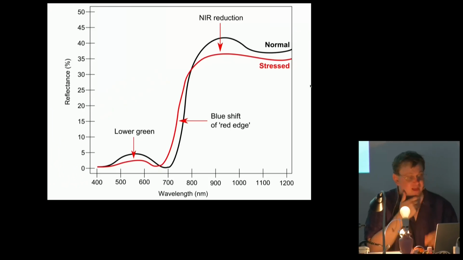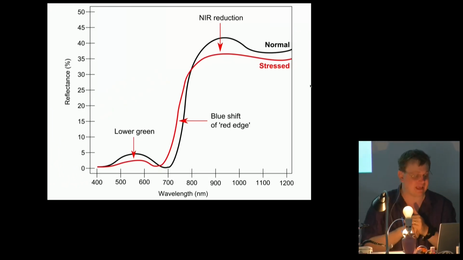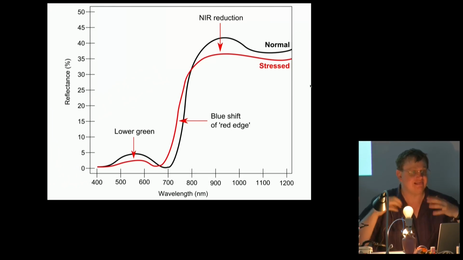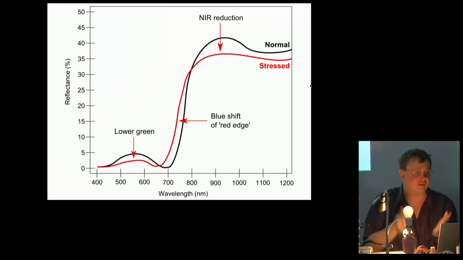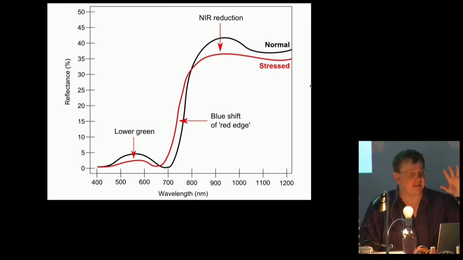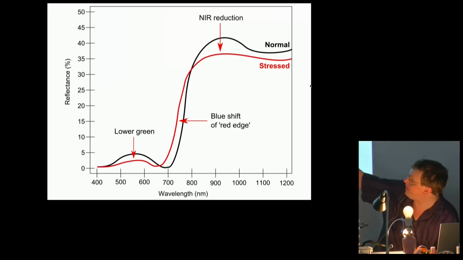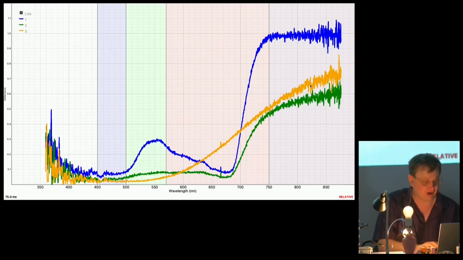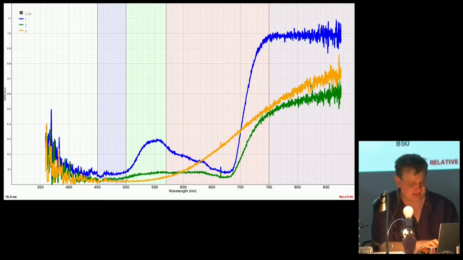Now we can, in fact, quantify what's going on here. What we're getting when we've got a leaf that is less healthy in some way, so maybe it's stressed, it hasn't got enough water or enough fertilizer, or it's been plucked off its plant, or the plant is dying, we get lower green reflectance, we get lower near-infrared reflectance, and we get what's called a blue shift of the red edge, where the big peak moves a bit. And we can kind of see that here. We've got a change in those reflectances.